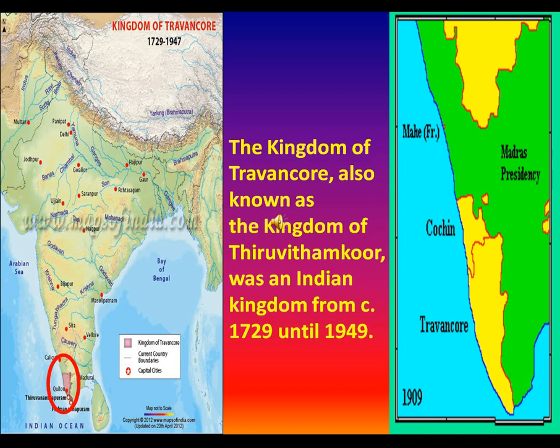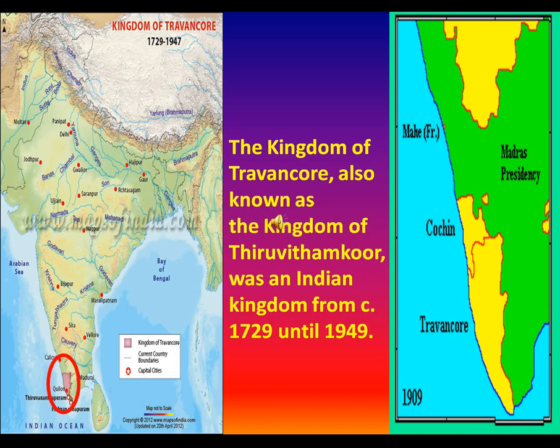Alright students, now pay attention to this picture. As you can see, it is already written in the middle that the kingdom of Travancore was an Indian kingdom from circa 1729 until 1949. The place Travancore was not a city or even a state, but a kingdom. And what exactly is a kingdom? It is a territory or a land ruled by a king. This is a place which was in existence from the year 1729 till 1949. So even 2 years after the independence of our country, this particular kingdom existed.